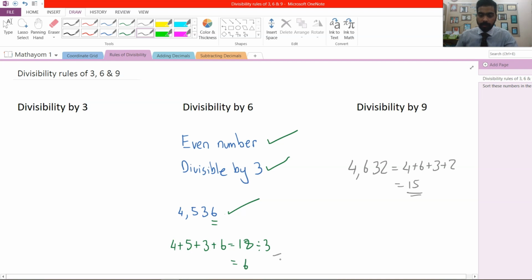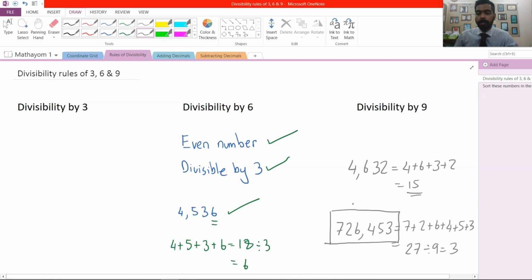But let's say if I have a 6-digit number, let's say 726,453. Now, in order to check if this number is divisible by 9, we do the same thing. We take the sum of the digits, 7 plus 2 plus 6 plus 4 plus 5 plus 3. And let us see, 7 plus 2 is 9, 9 plus 6 is 15, 15 plus 4 is 19, 19 plus 5 is 24, 24 plus 3 is 27. And we know that 27 divided by 9 will give us 3. Therefore, this number right here can be divided by 9.